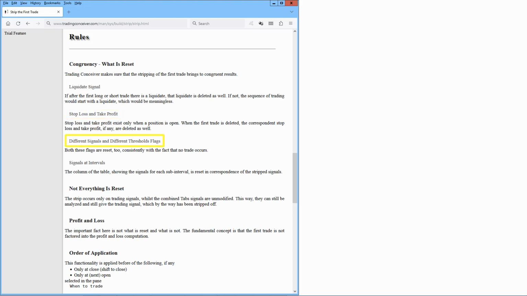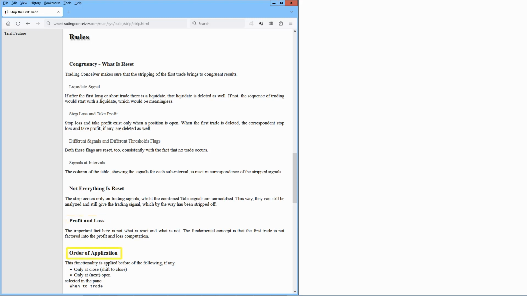Both the flags, different signals and different thresholds, are reset too, consistently with the fact that no trade occurs. The column of the table showing the signals for each subinterval is reset in correspondence of the stripped signals. The strip occurs only on traded signals, whilst the combined tab signals are unmodified. This way they can still be analyzed and still give the trading signal, which, by the way, has been stripped off. For the profit and loss, the important fact is not what is reset and what is not. The fundamental concept is that the first trade is not factored into the profit and loss computation.